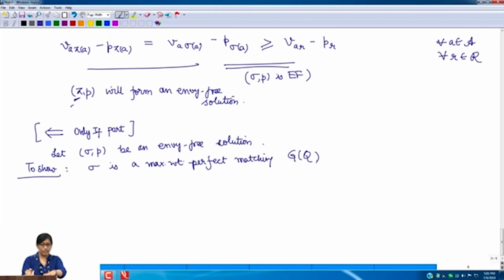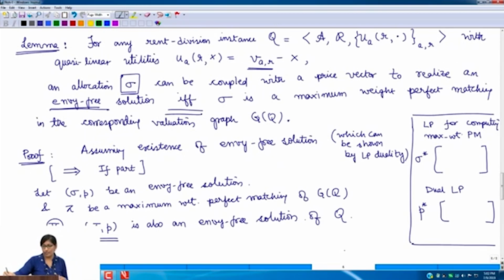Note that in the previous part we showed that given a maximum weight perfect matching, I can couple it with some price vector to make it an envy-free solution. Right now I'm showing that, give me an envy-free solution, this sigma has to be a maximum weight perfect matching and cannot be anything else. It cannot be a suboptimal perfect matching, for instance. Yeah, that's what I assumed here, that it does exist.